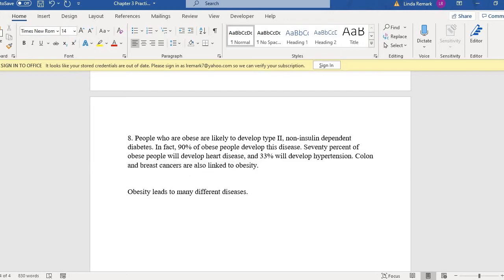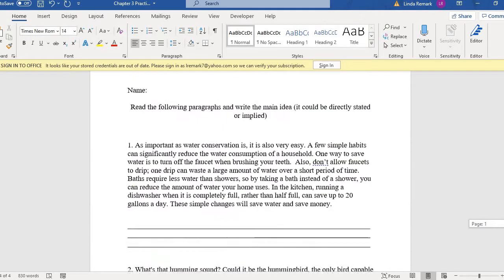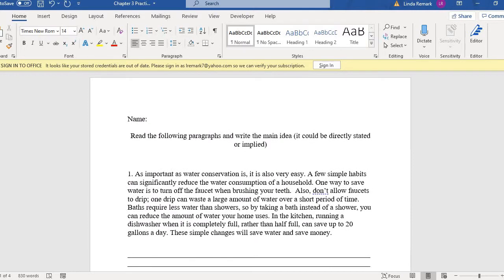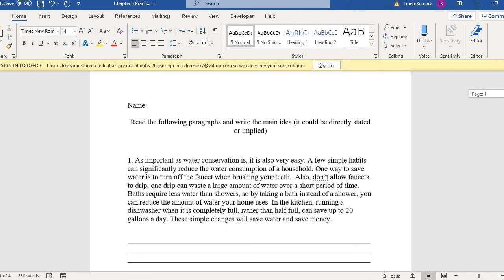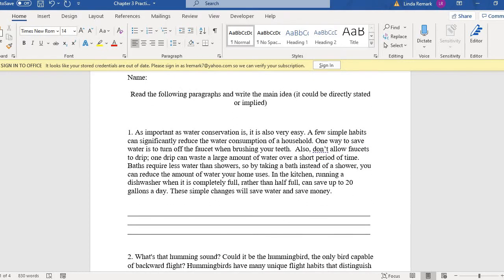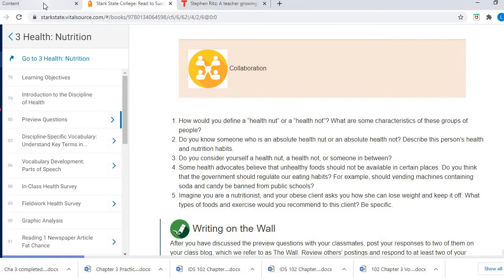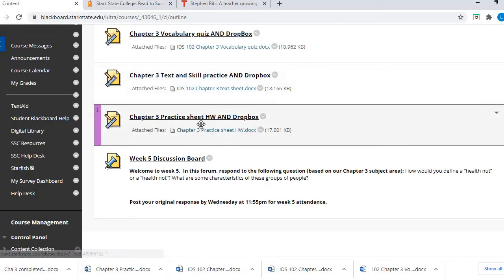Okay, so that's what you're doing for the rest of these paragraphs, is either identify if the main idea is already there, you can just highlight it, or if you need to put it in your own words, go ahead and write it, or rather type it right underneath it. So if you go back into Blackboard, there is a Dropbox right there, Chapter 3 practice sheet and Dropbox. You will drop it right in there, and that's due by Sunday as well.